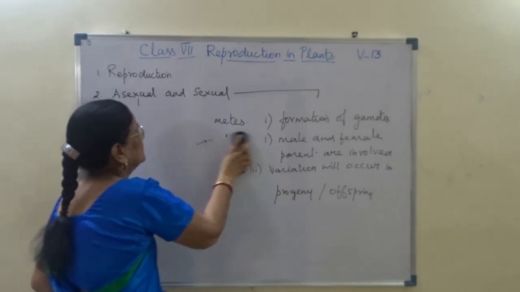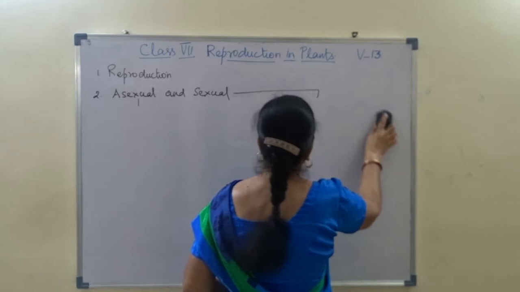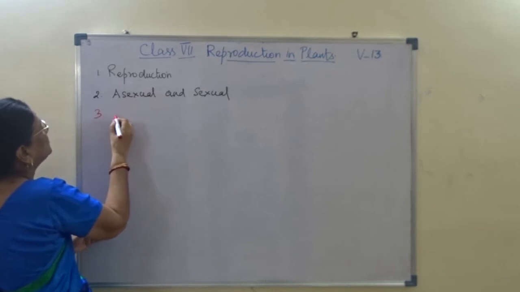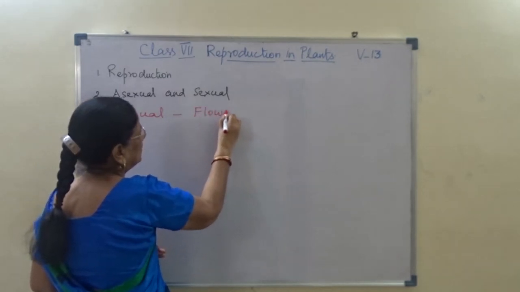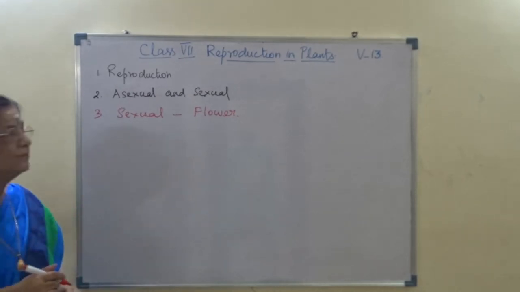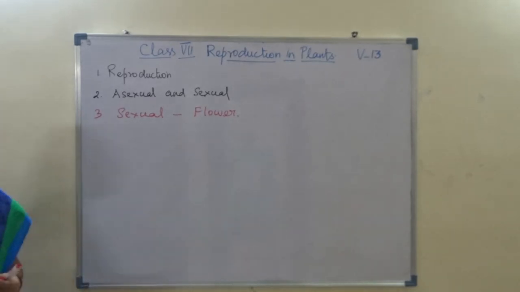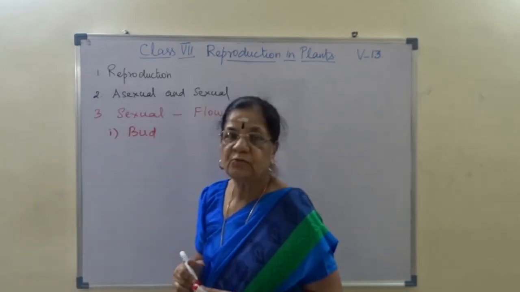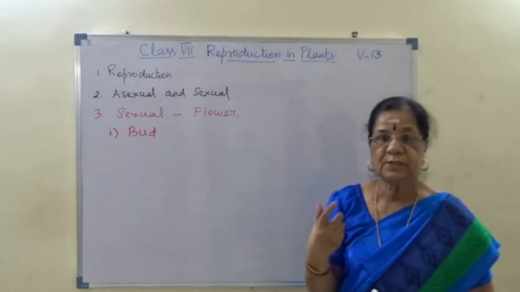Right, the next one is about sexual reproduction in flowering plants. In sexual reproduction, the flower is the reproductive organ. The appearance of a bud is the first sign of reproduction. Appearance of bud, that is the first sign of reproduction.